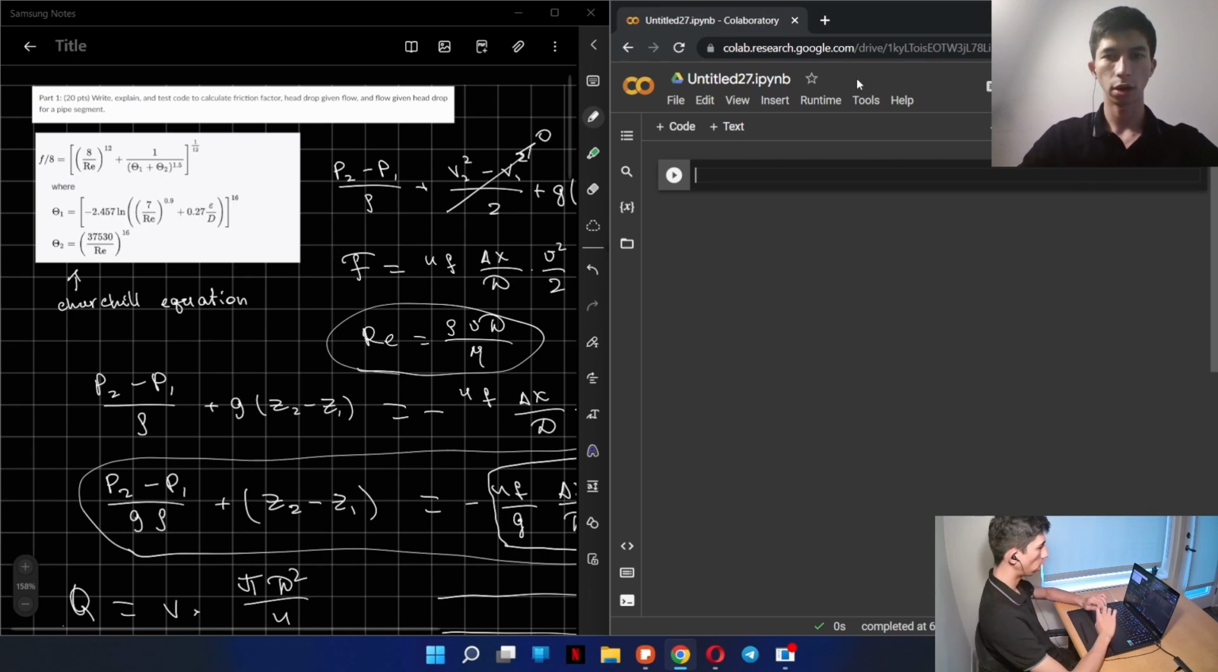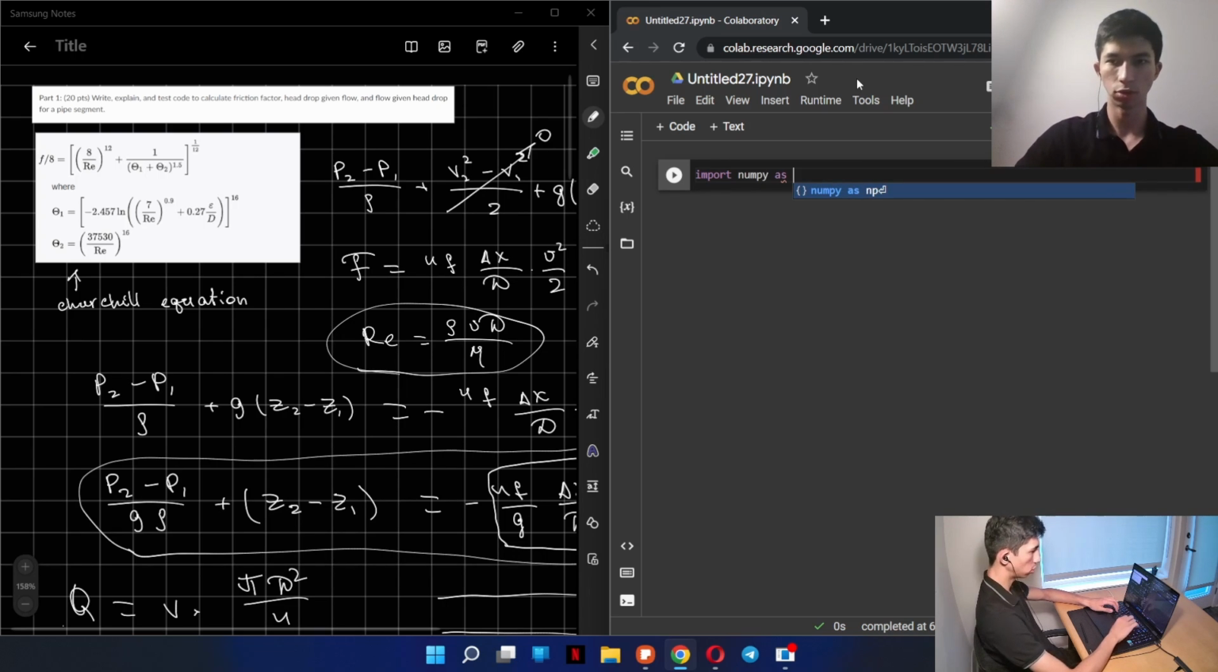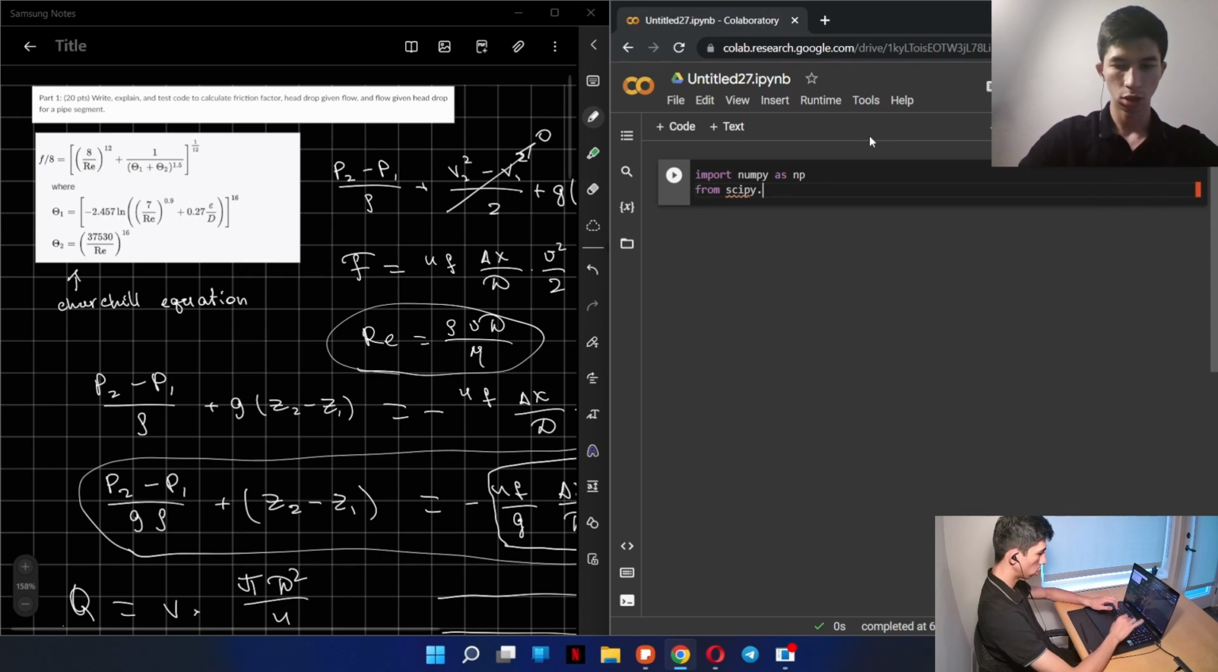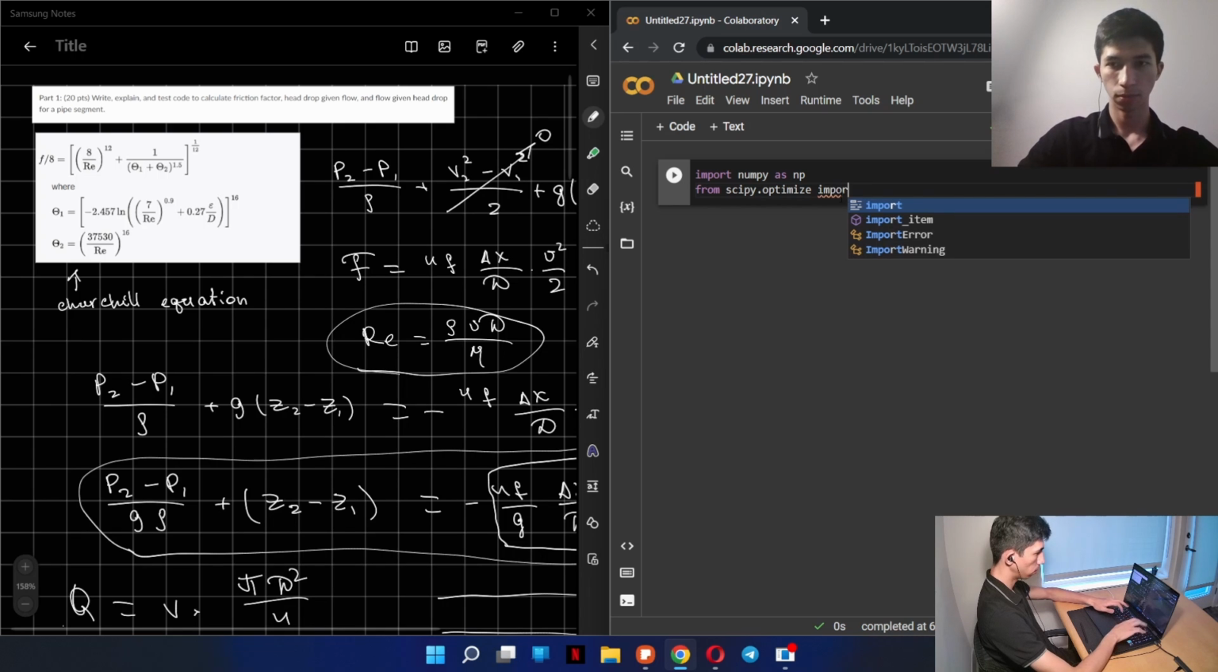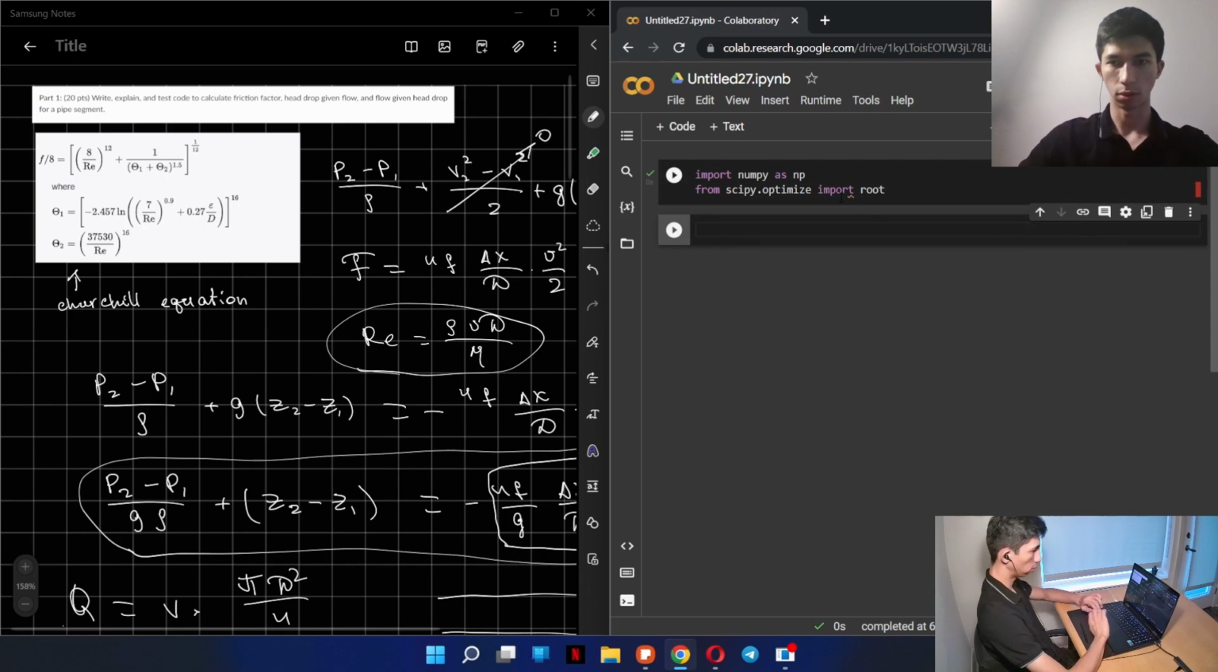Okay, in this part of the video, we're going to use Python to code the computation to calculate the friction factor, head drop given flow, and flow given head drop. Okay, as always, we're going to start by importing NumPy, as we're going to be working with numbers, right, as np. And we also need to use a root solver from SciPy optimize. So from scipy.optimize, we're going to import root, and we're going to run it. And then let's say we have water as our fluid, right?